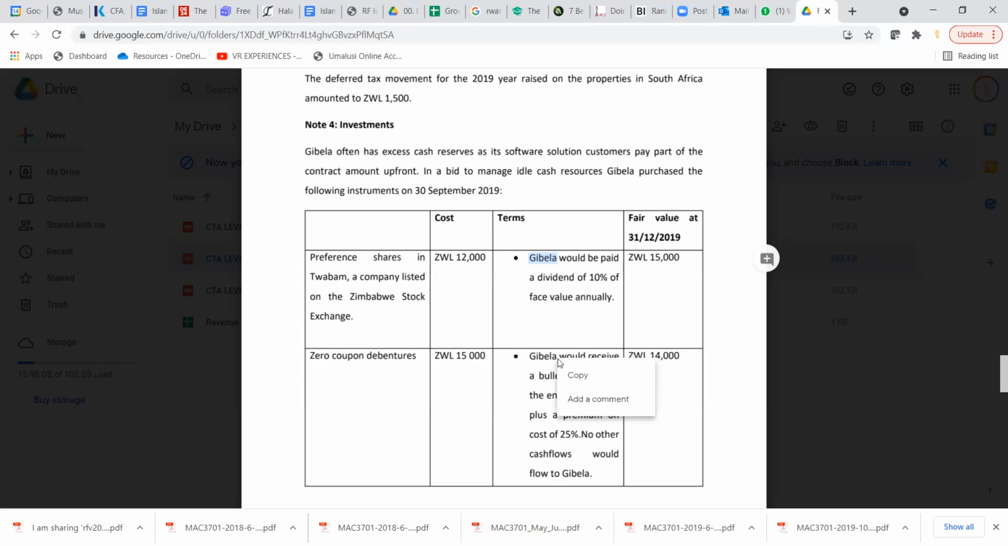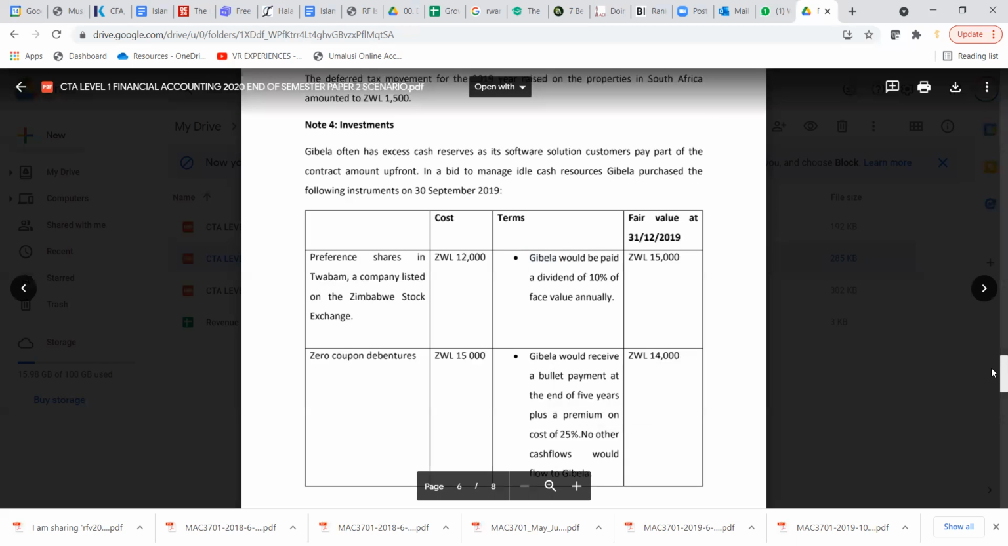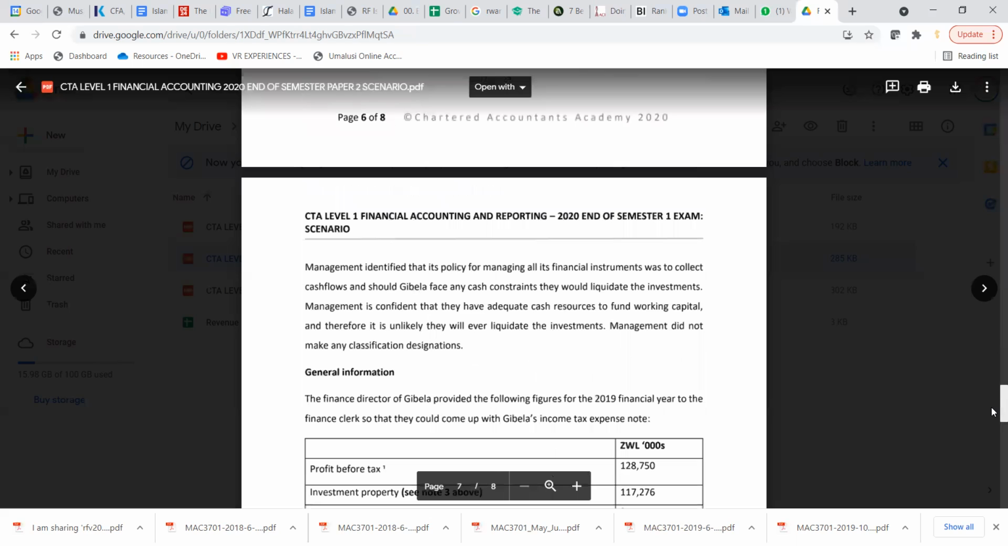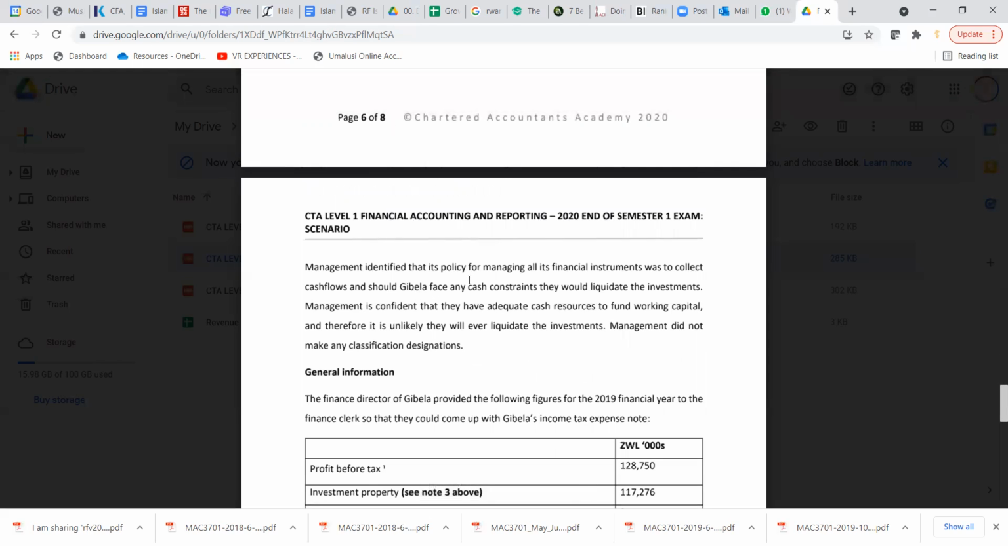This one over here appears to meet the amortized cost criteria, but we'll go through it now. Let's just read further. We need to understand the policy of management. We can't guess it, they must tell us. The management identified that its policy for managing all its financial instruments was to collect contractual cash flows. So their business model is to collect contractual cash flows.